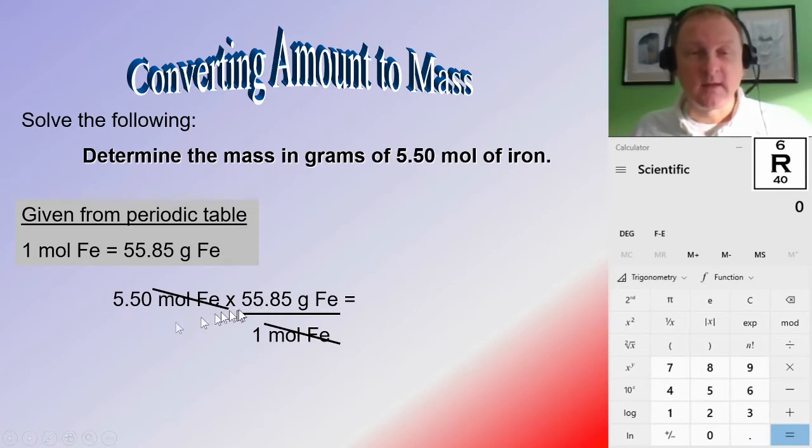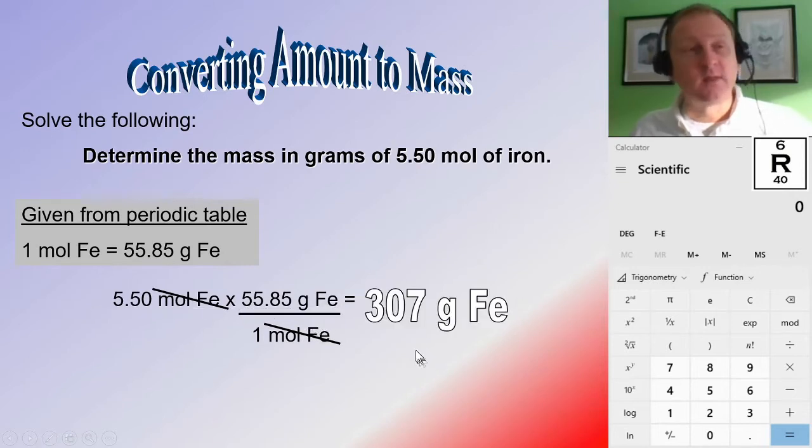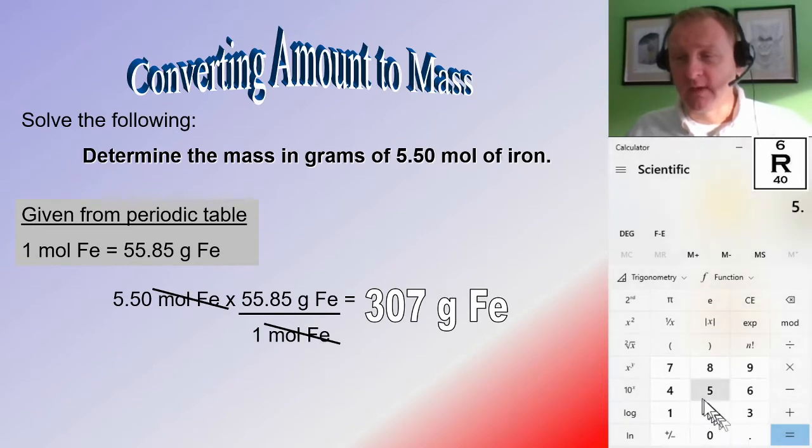5.50 times 55.85, and when I multiply those together, you get 307. But the reality is you actually don't get 307. Let's talk about significant figures for a moment. When we put this into a calculator, let's try that. 5.5 times 55.85. Your calculator comes out with this number, 307.175.